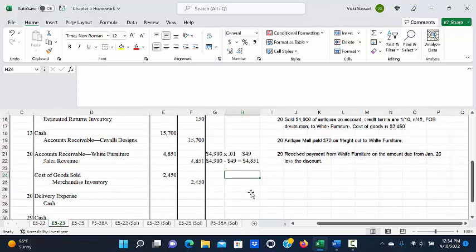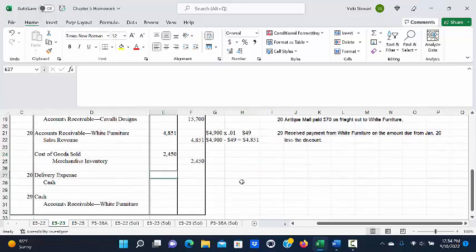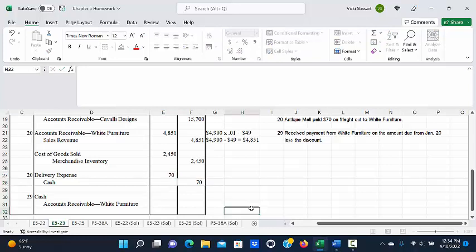Next, it states on the 20th that Antique Mall paid $70 on freight out to White Furniture. So freight out is a delivery expense, so we would debit delivery expense for $70 and we would credit cash for the same amount.